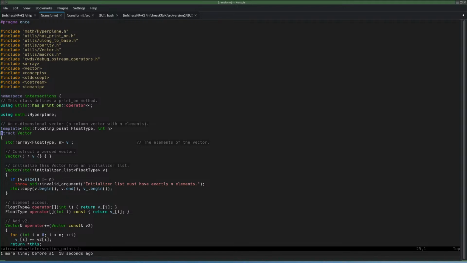Yeah, we need an n-dimensional vector, and I don't really want to call it hypervector, because come on, a vector in n dimensions is simply called a vector. Now I already have a vector in math, which is very stupidly two-dimensional.